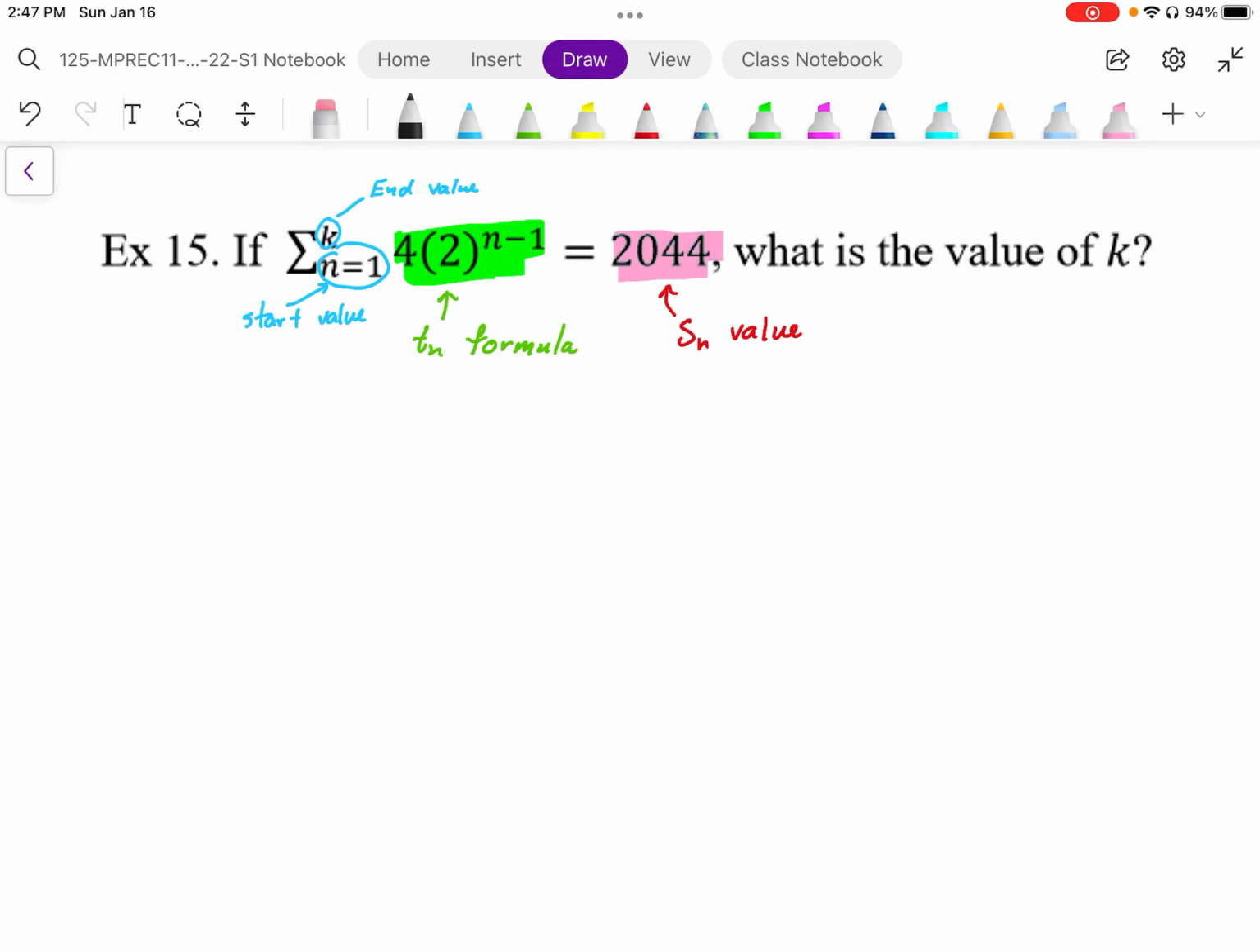The terms in the blue here, the n equals 1, means it starts with n equals 1. And in this case, the top value is the n value, which is k. So we don't actually know what k is, and that's what we're solving for in this problem. And this whole expression equals the total sum, or the Sn value. And so we're trying to find the value of k.